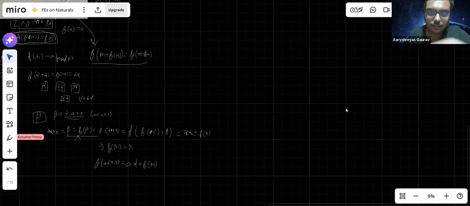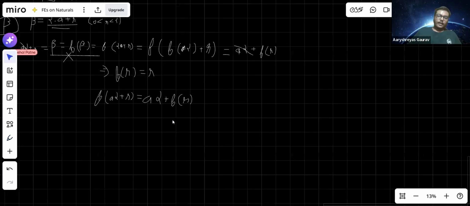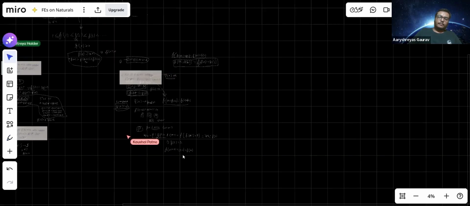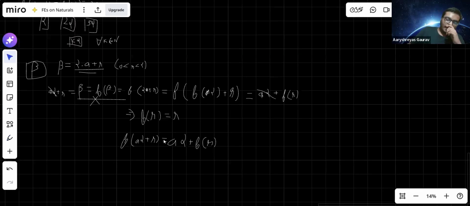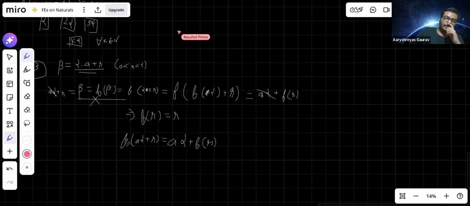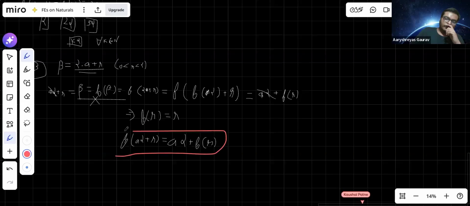So where did I leave off? Yeah, I was on this part. We know that f of a alpha plus r is equal to a alpha plus f of r. Now the things will get really interesting. Really interesting.